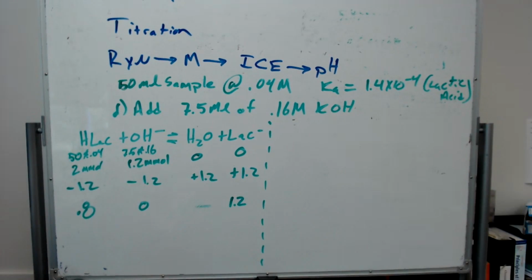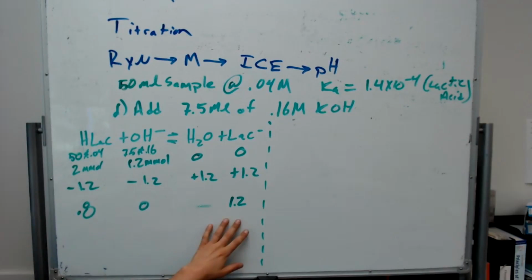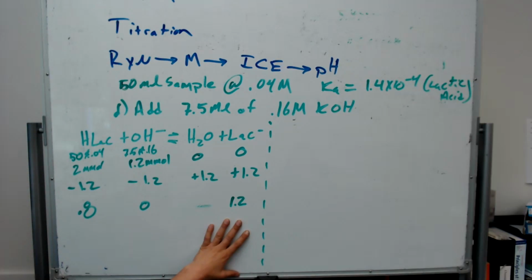Now, I want you to notice something. Think back to problem 18. Do we actually need to do the ICE table to solve from here? We've got weak acid, we've got conjugate base. Do you see what's coming already? Oh, the Henderson-Hasselbalch. Yeah, the Henderson.